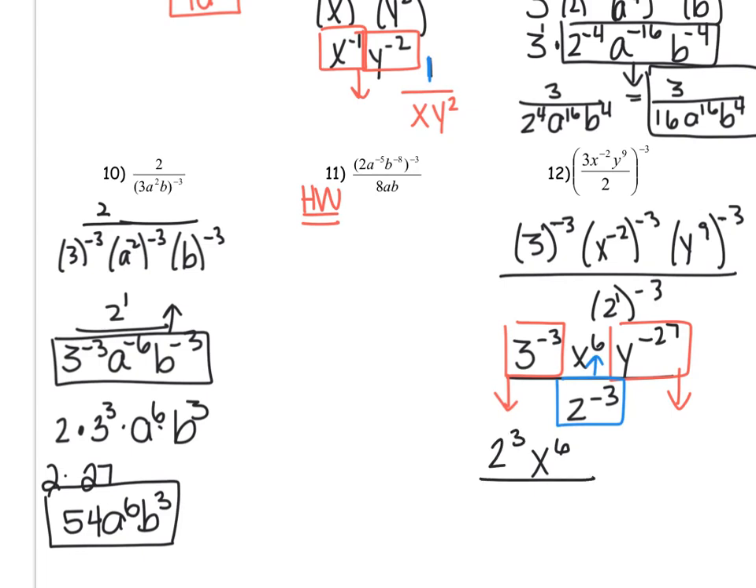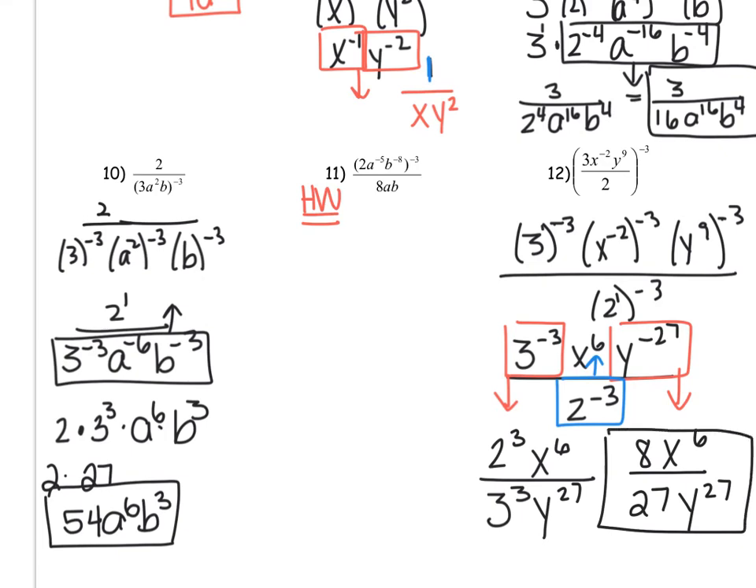And now on the bottom we have 3 to the 3rd. This 3 to the negative 3 is going down, and this y to the negative 27 is going down as well, so y to the positive 27. And then the last thing we need to do is just multiply that out and multiply that out. So 2 to the 3rd is 8, so 8x to the 6th over 27, y to the 27th. Final answer. All right. Now, I know this is a little bit tricky.